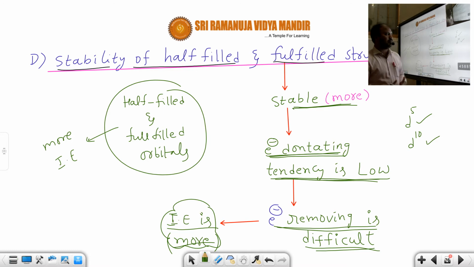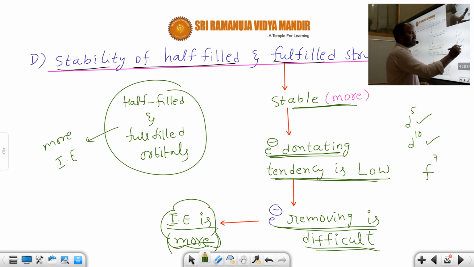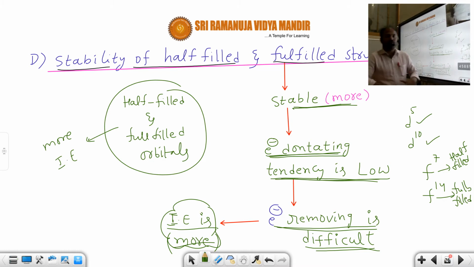When half-filled and full-filled orbitals are more stable, they have more ionization energy. F containing half filled means how much? 7 electrons. F containing 14 electrons is also more stable, because F containing 7 electrons is a half-filled structure, and F14 is completely filled, a fully filled structure. So half-filled and full-filled structures, the corresponding orbitals, are generally more stable.